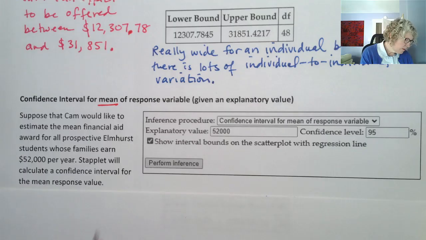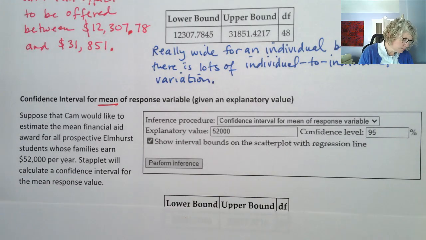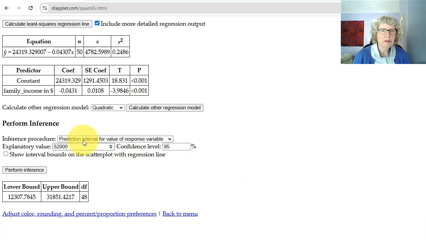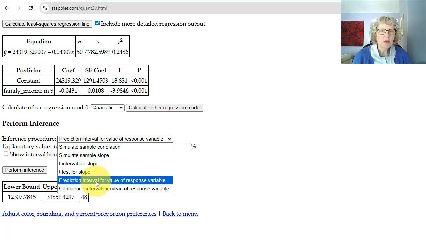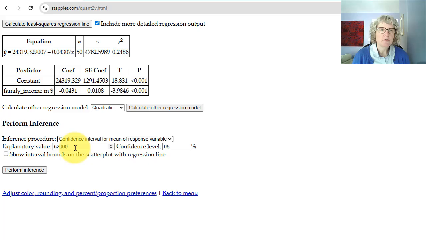Okay, so Stapplet will calculate a confidence interval for that as well. Okay, so let's go over and do that. I've got the inputs here on this screen. So just be really conscious of whether it asks you for prediction interval for a value or confidence interval for a mean. Okay, very different. In this case, they're the same explanatory value of 52,000. And let's continue with the 95%. This is pretty cool. We'll play with that in a second.